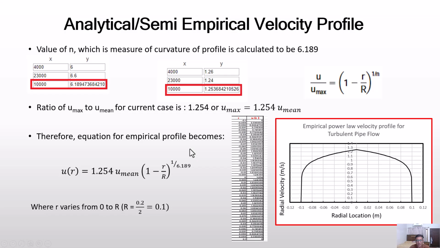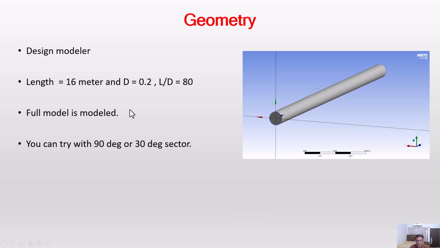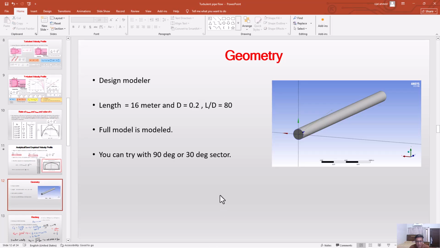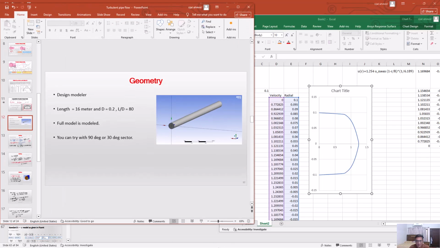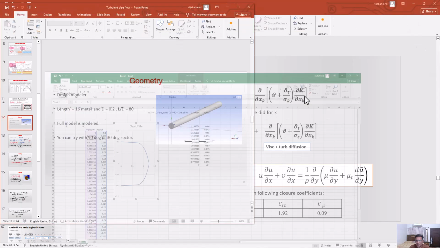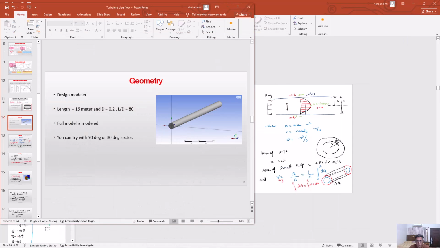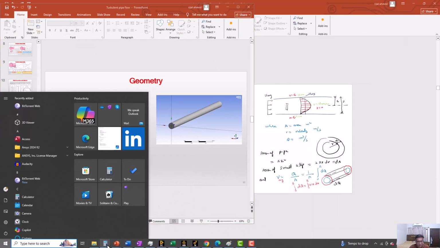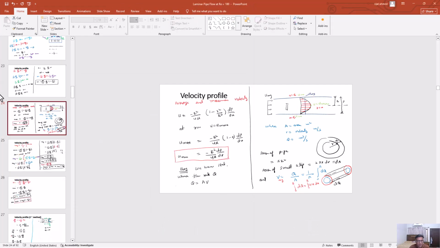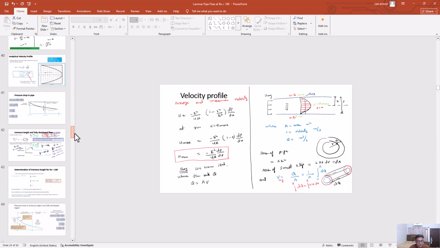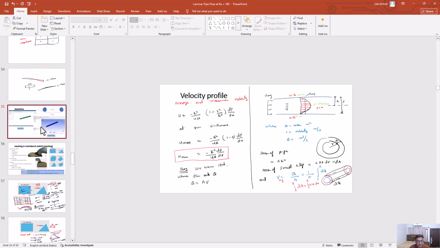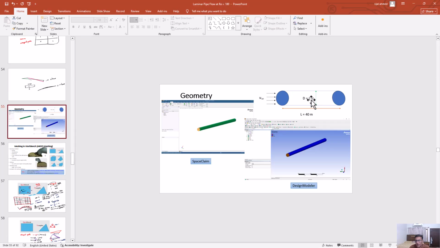Okay, so now it's time to make the geometry and then the meshing. So the geometry was made in the design modeler, and one interesting thing is that I use the same geometry that we have in the laminar pipe flow case. Let me show you that slide. I highly recommend that you go through that workshop before you start here. Okay, so here you can see that I use the same geometry, same file. I just modify the diameter and the radius. So instead of diameter 1, I use 0.2, and length is equal to 16 meters.